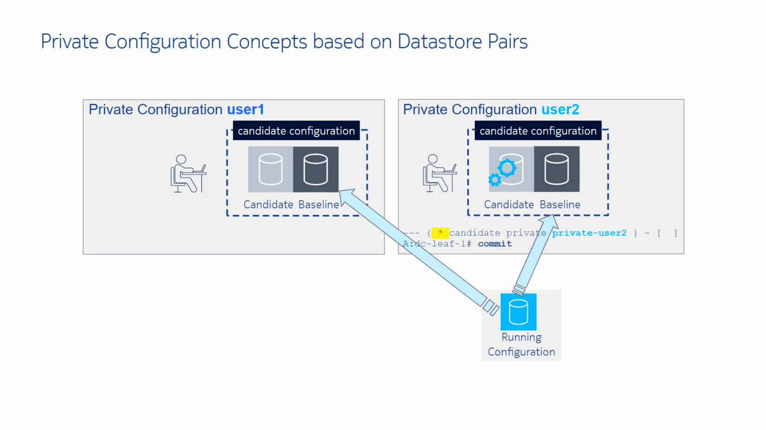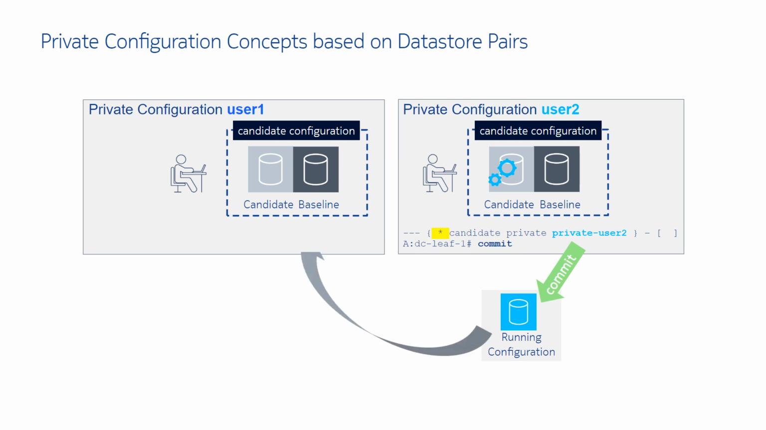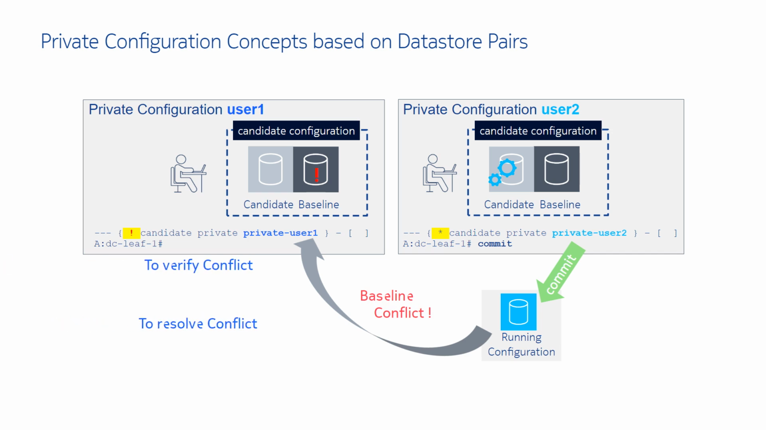Here, when user 2 commits their changes, these changes are copied into the running config. The other user's baseline now becomes different from the running config. The system warns users of such differences by adding the exclamation character to the prompt. Then, users can manually compare, verify, and update their baseline from the last running configuration.